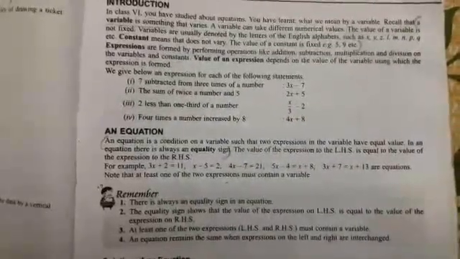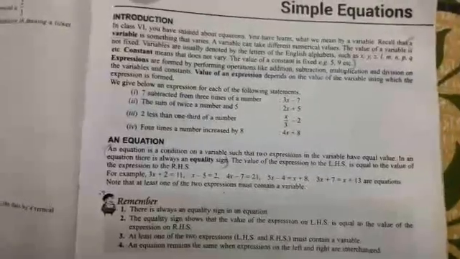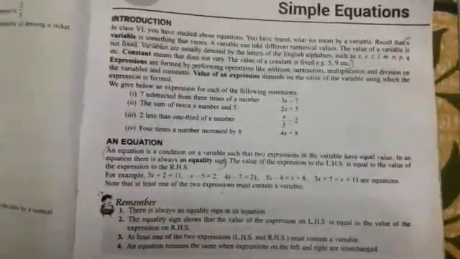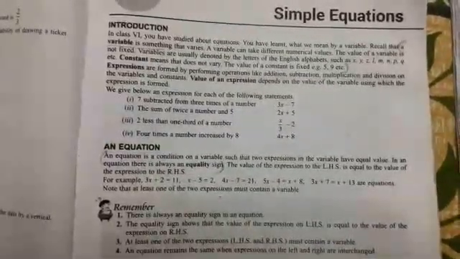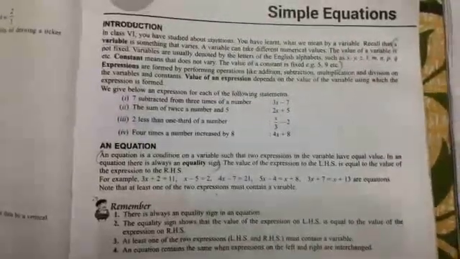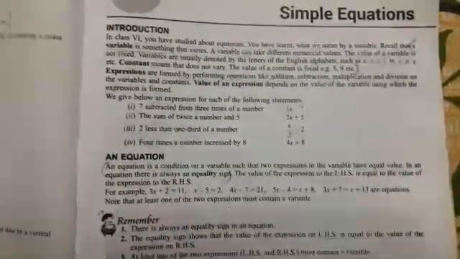Now, what is an equation? An equation is a condition on a variable such that two expressions in the variable have equal value, and in an equation there is always an equality sign. So what is an equation? An equation is a condition on a variable such that two expressions in the variable have equal value, and in an equation there is always an equality sign, like 3x plus 2 equal to 11. This is an equation. Now we are going to exercise 4.1.